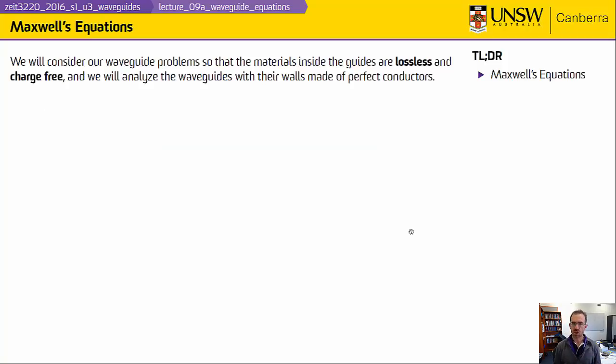So we're going to limit ourselves, for the problems that we're going to look at for the rest of this section of the course, to problems where the materials inside the waveguide or that make up the waveguide are assumed to be lossless and charge-free. And we're going to assume that the walls are made of perfect conductors. So inside the waveguides, there's no charge. The only place where charge and current can be is on the surface of the perfect conductors. When we get to the dielectric waveguides, we're just going to have dielectrics, and there won't even be any perfect conductors for there to be charges and currents flowing on.